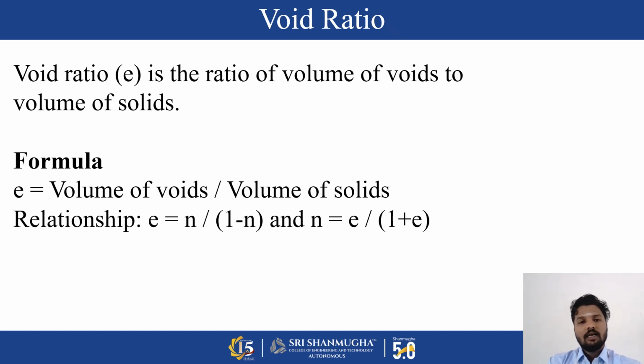Now the relationship to the porosity n. In order to relate the porosity with the void ratio, there is a derived formula given here. The void ratio and porosity are interchangeable measures related by the formulas. Here I have given the formulas: e equals n divided by 1 minus n, and n equals e divided by 1 plus e. These formulas give the relationship between the porosity and void ratio.